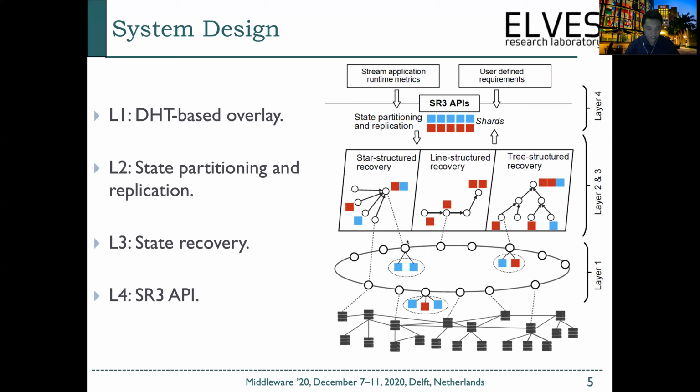Layer 2 is the state partition and replication. We separate the states into partitions and replications, including the mechanisms for different recovery ways. The top level is layer 4, which we name SR3 APIs. We provide these APIs to users to use this framework in order to recover the states and manage the states.